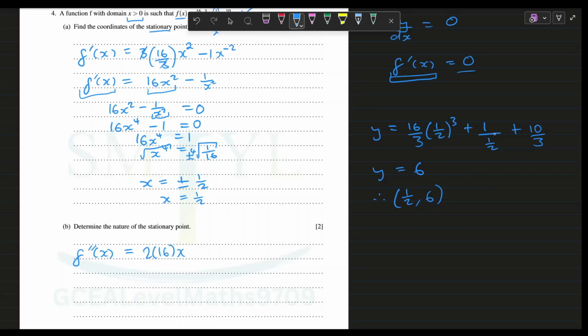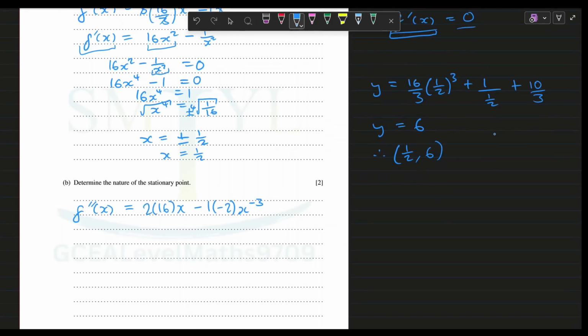And then we've got this negative 1 over x squared, which is the same as negative x to the negative 2. So we've got negative 1, bring down the negative 2, so that's negative 2, and then x, subtract 1 from the power, so negative 2 minus 1 gives us a negative 3. So our f prime prime of x is 2 times 16, which is 32x, plus negative 1 times negative 2, so plus 2, and this is over x cubed.